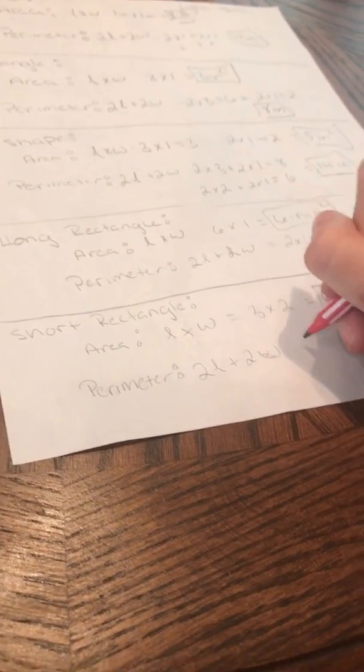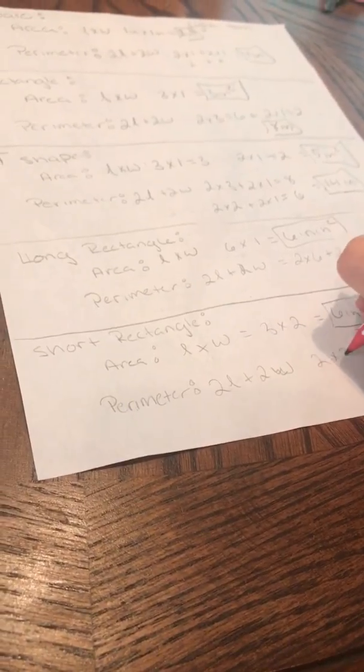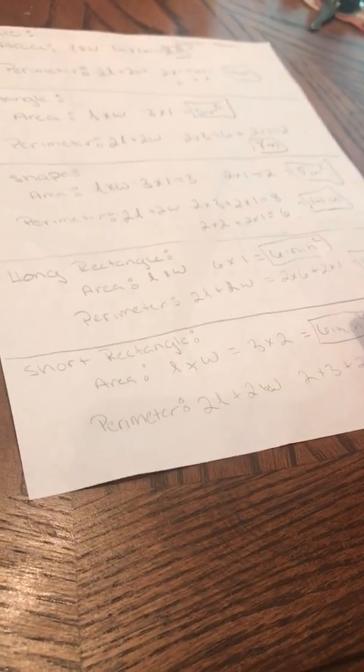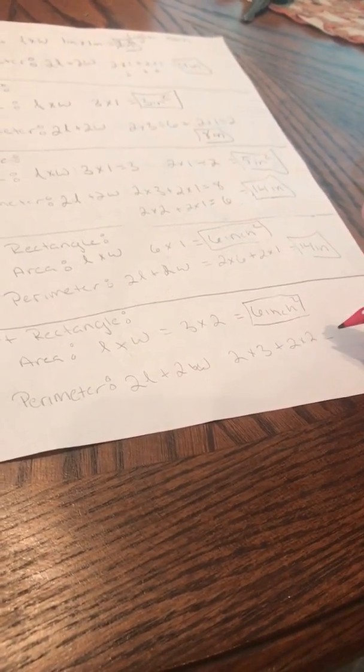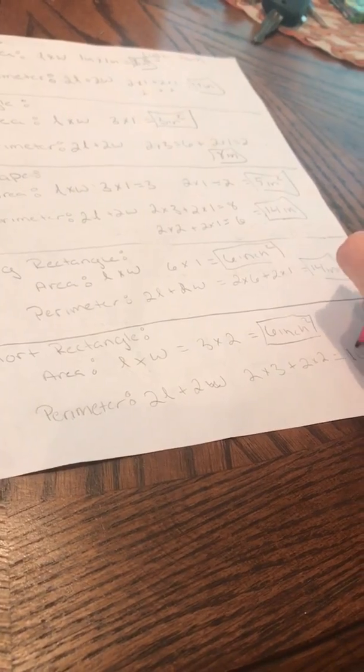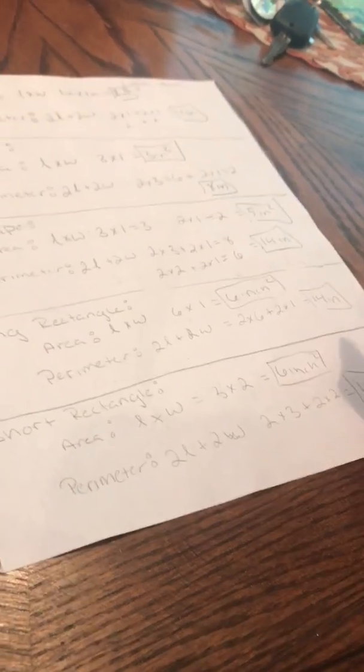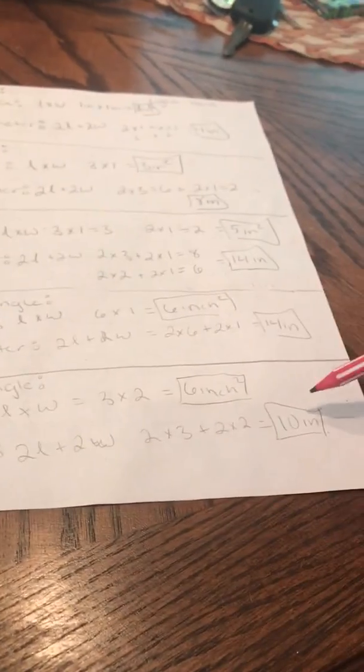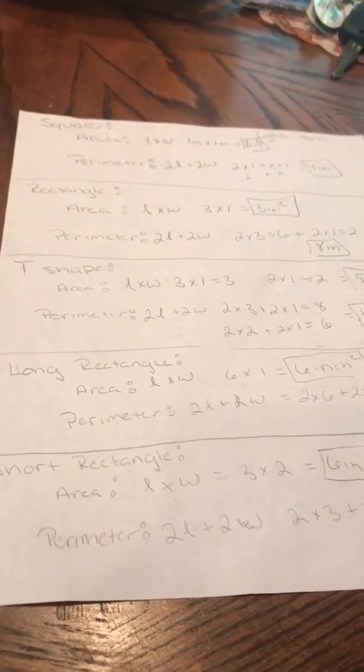This one is 2 times length plus 2 times the width, which is going to be 2 times 3 plus 2 times 2. 2 times 3 equals 6, and 2 times 2 equals 4. And so that perimeter is 10 inches, which is different than the longer rectangle. And that completes our area and perimeter lesson.